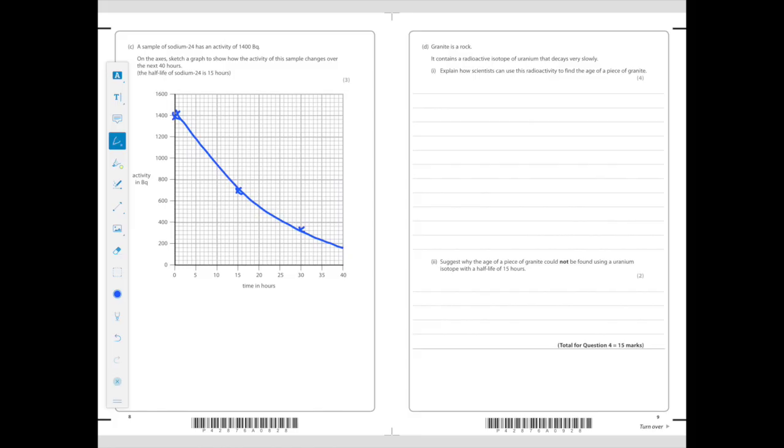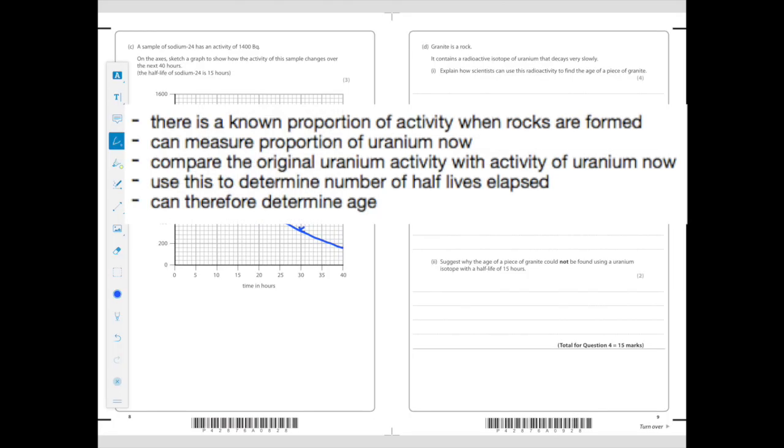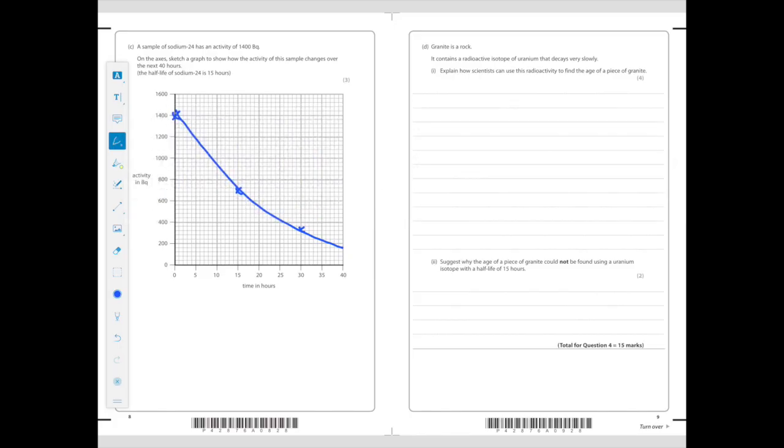Granite is a rock. It contains a radioactive isotope of uranium that decays very slowly. Explain how scientists can use this radioactivity to find the age of a piece of granite. So first of all, make a note that there is a known proportion of activity when the rocks are formed. This means that you can now measure the proportion of uranium now, and then you compare the activity of the original uranium's value with the activity now, and this can help you determine the number of half-lives which have elapsed, and then you calculate the age from reference to half-life.